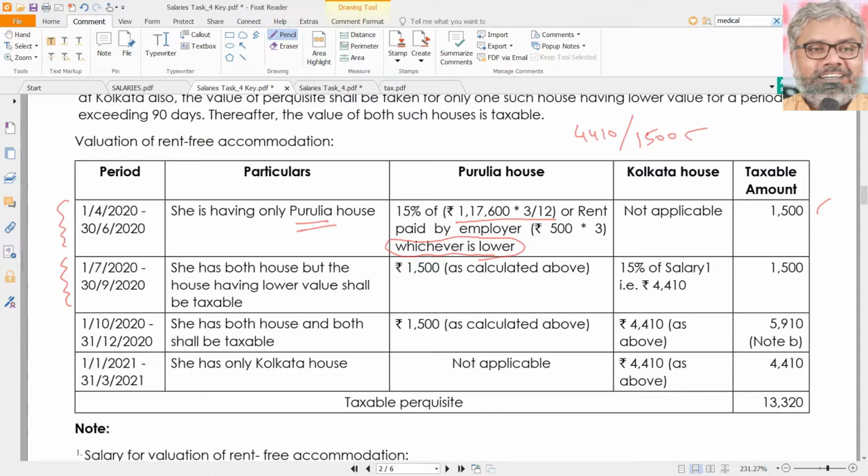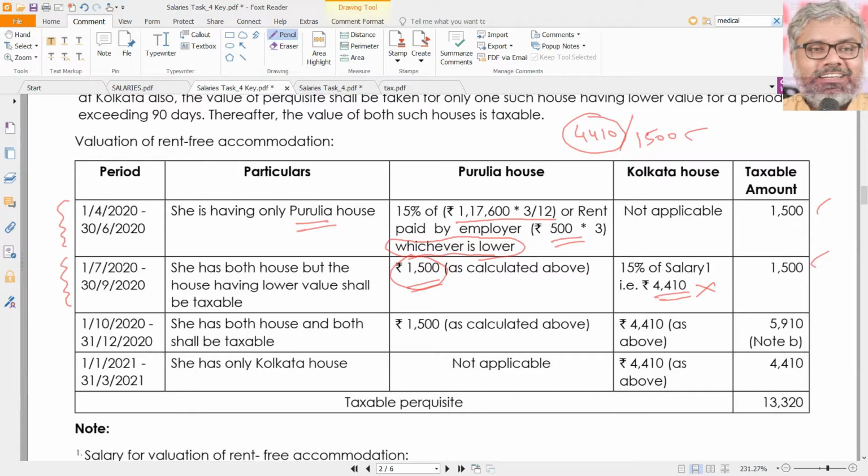Next 3 months, one of them will be taken. One of them. Which one? Whichever is having lower, definitely. So in the first case, the 1,500 is lower, as we already know. In the second case, Kolkata house, 4,410 is 15% of salary, which is lower in this. 1,500 is lower. So that has to be taken, which is beneficial to the assessee. So 4,410, this is exempt, we can say.